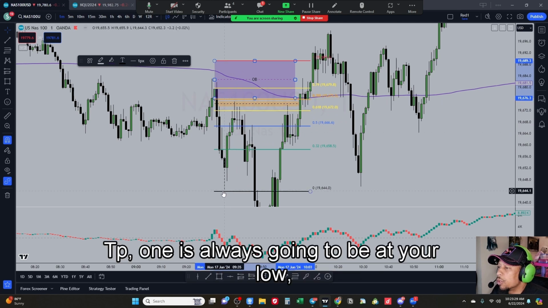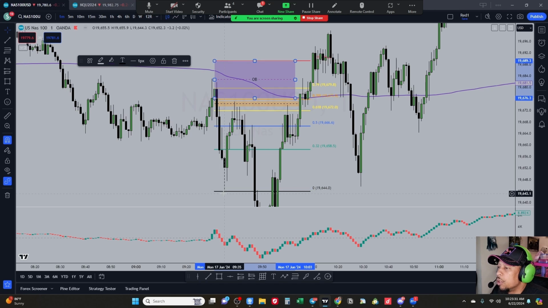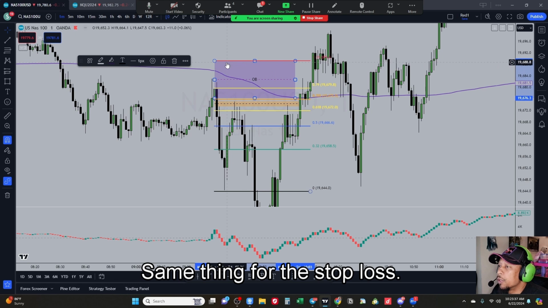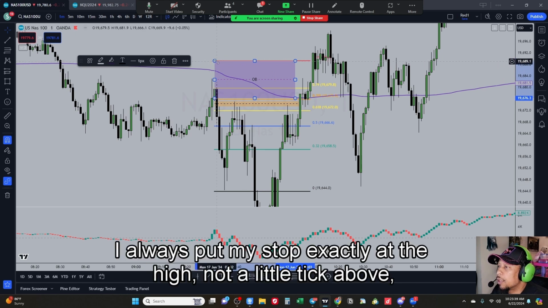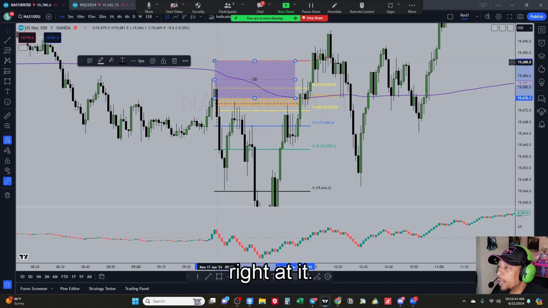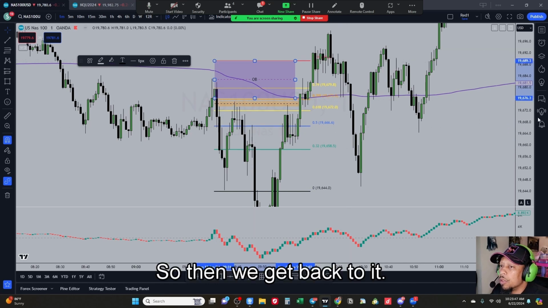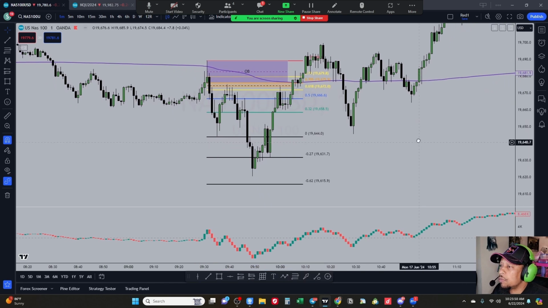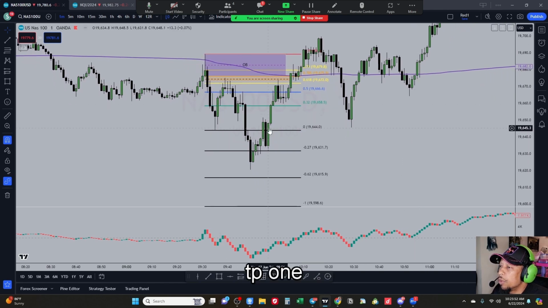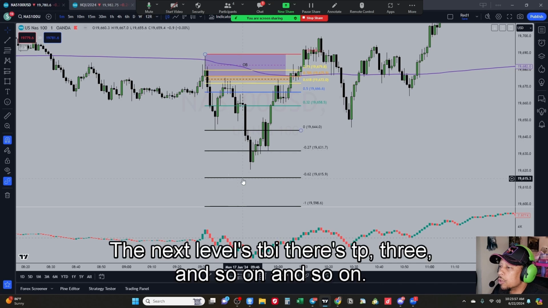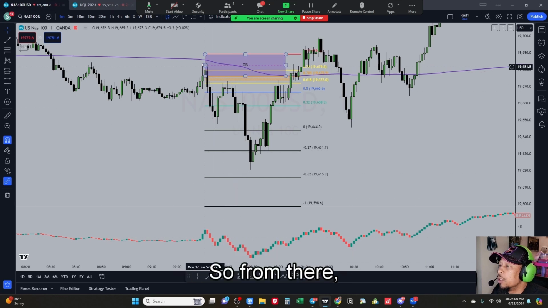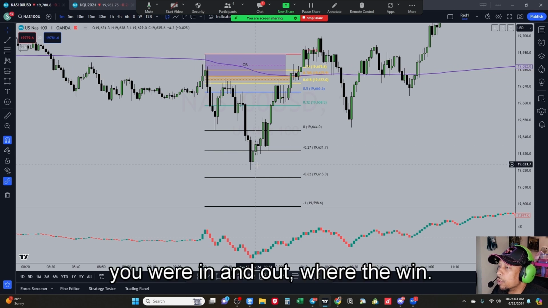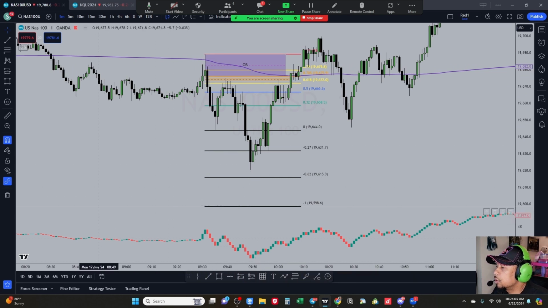TP1 is always going to be at your low, not one tick below, not above it, right at the low. Same thing for this stop loss. I always put my stop exactly at the high, not a little tick above, not a few, right at it. Okay, so then we get back to it. You can see that you have TP1 hit, the next levels, TP2, there's TP3, and so on and so on. Okay, so from there, you were in and out with a win. All right, that was Monday.